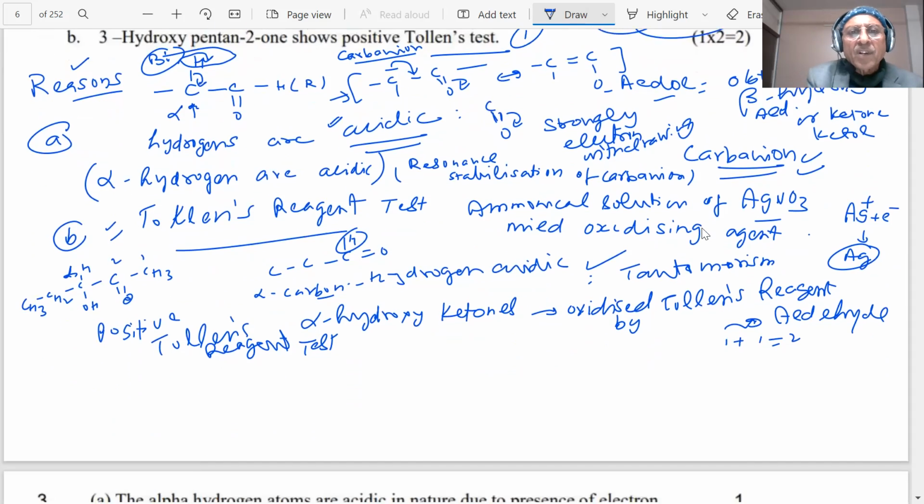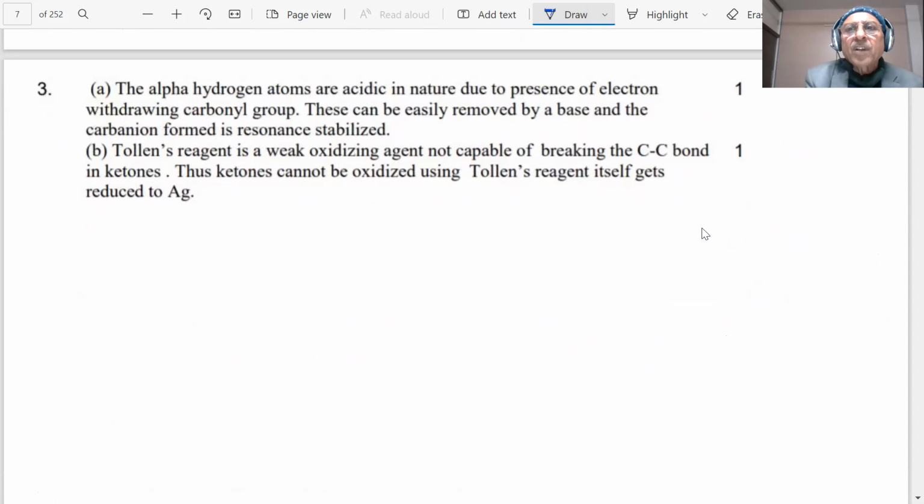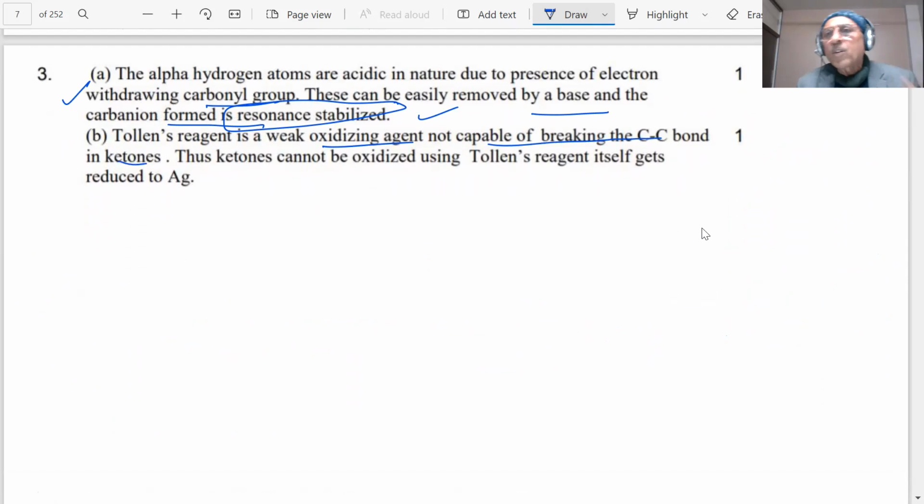Let me see the answer given by the CBSE. What is the answer here? It says the alpha hydrogen atoms are acidic in nature due to the presence of the electron withdrawing carbonyl group. We have explained in great detail. This can be easily removed by a base, and the carbanion is resonance stabilized. We already showed you the resonance stabilization of this. Tollens reagent is a weak oxidizing agent not capable of breaking the carbon-carbon bond in ketones. So it cannot oxidize a ketone because there is no carbon-hydrogen bond to oxidize.